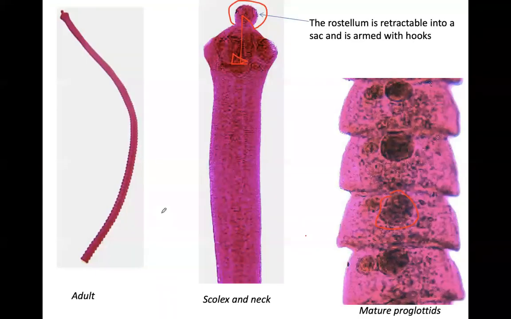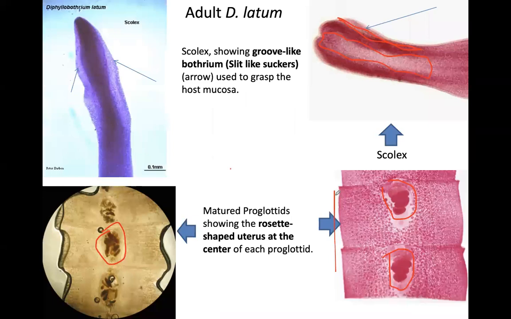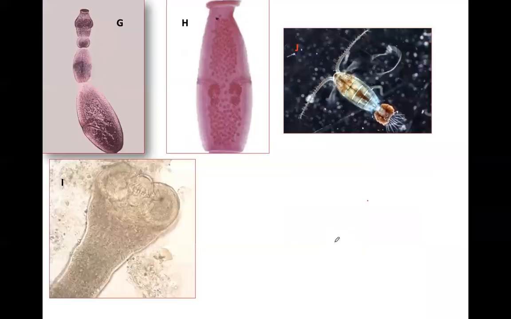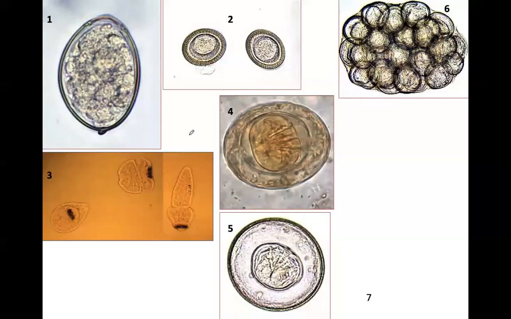Right, so H. nana is slightly different. It's much more trapezoid, if you remember, while D. latum is much more rectangular, right? So remember the difference: D. latum is much more rectangular, while H. nana is much more trapezoid. Okay, now moving on with the others. Okay, so let's identify what is number six. What is number six? It's an easy one.